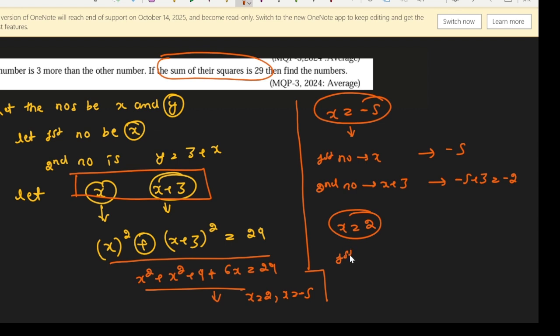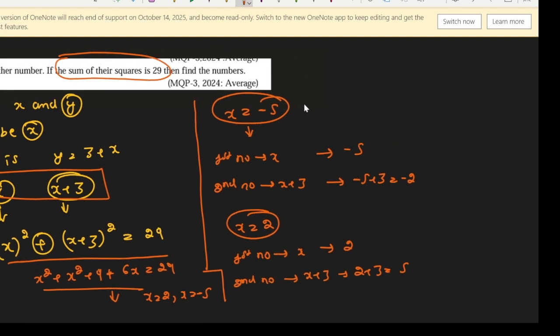So now what would be the first number? The first number is x, so that is 2. For the second number, they have clearly mentioned that it will be larger by 3. So the second number is x plus 3, so 2 plus 3 is equal to 5. If I take x is equal to minus 5, the answer is minus 5 comma minus 2. If I take x is equal to plus 2, the answer will be 2 comma 5.